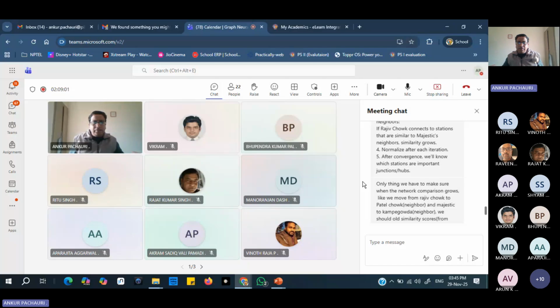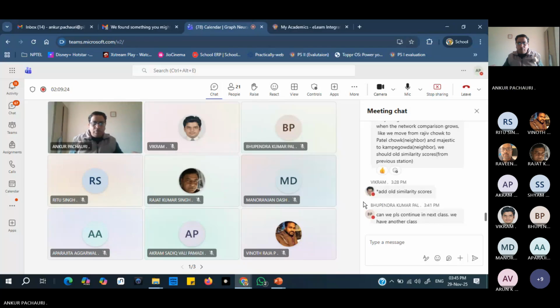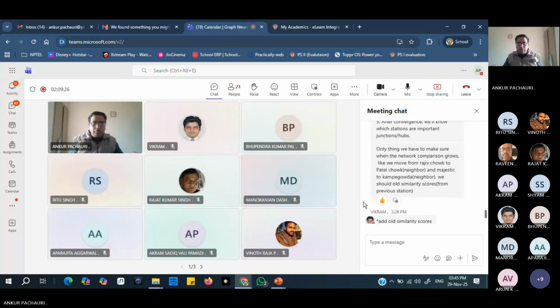Normalize after every iteration. We'll have to normalize to reduce the effect of super-fit individuals. After convergence, we'll know which stations are important junctions and how. The only thing we have to make sure of in the network comparison, like when we move from Rajiv Chowk to Patel Chowk neighbors and Majestic to Kampagoda neighbors, is that we should have the old similarity scores from the previous iterations.